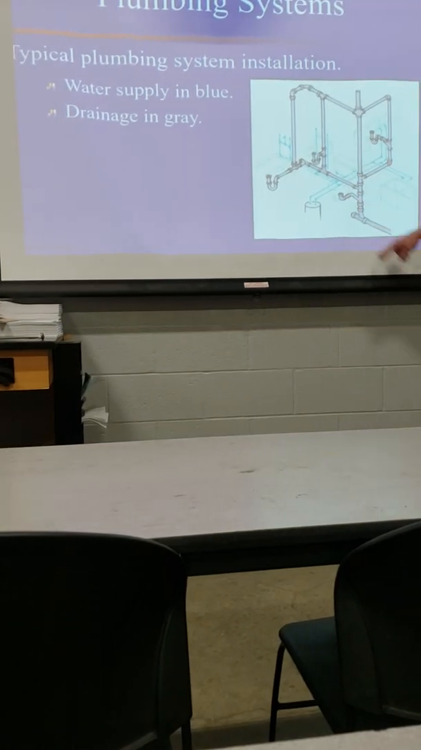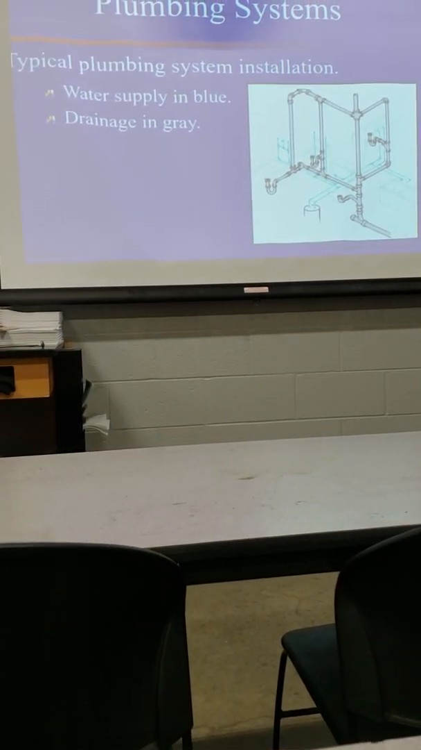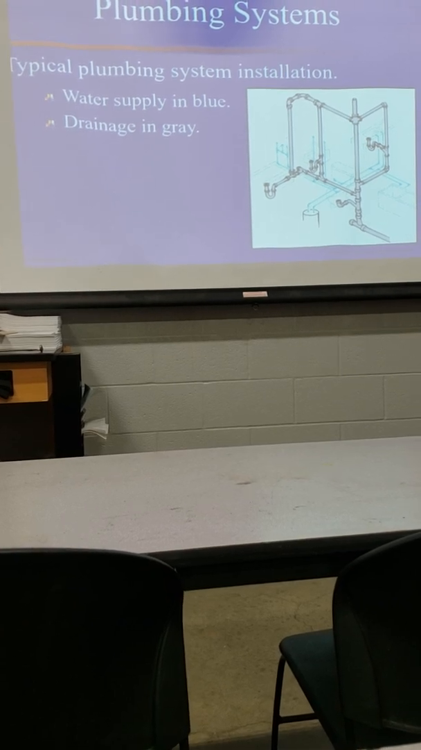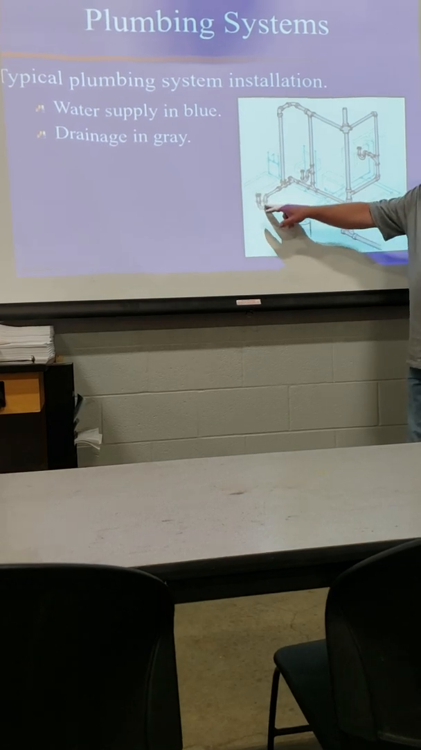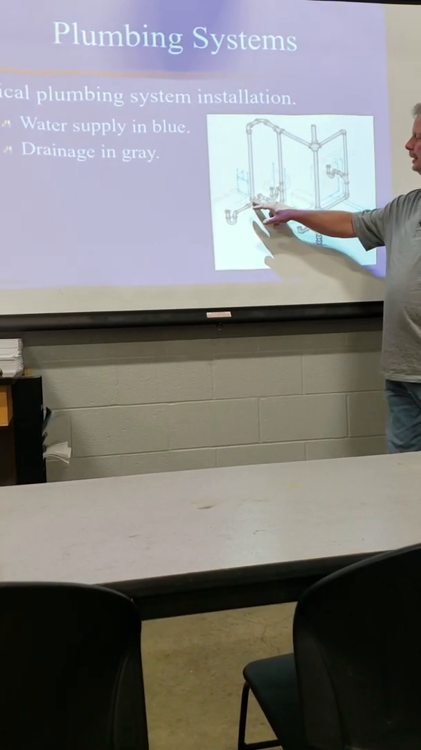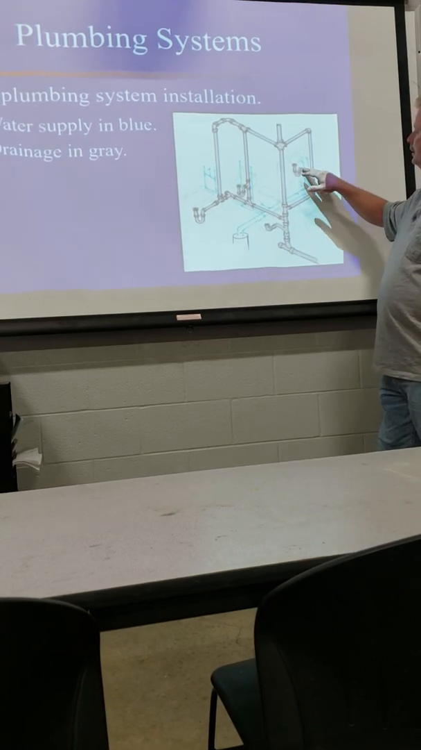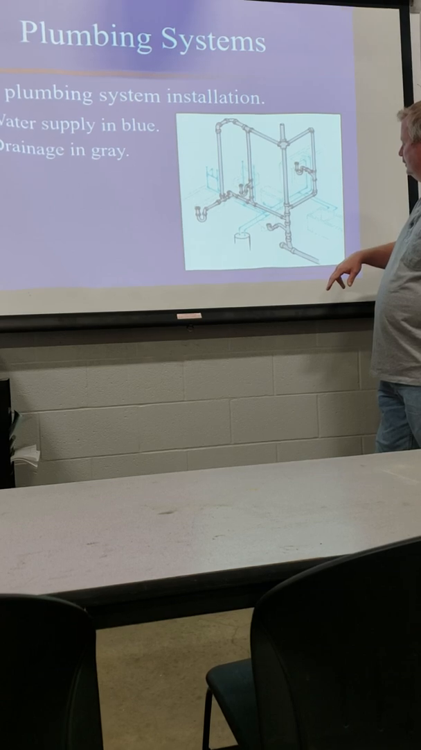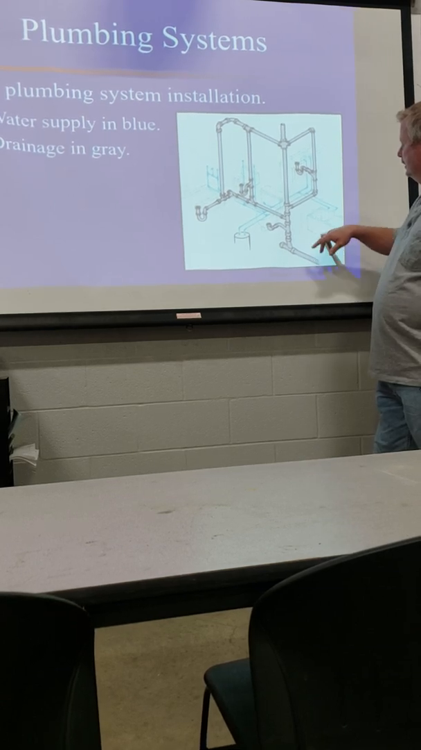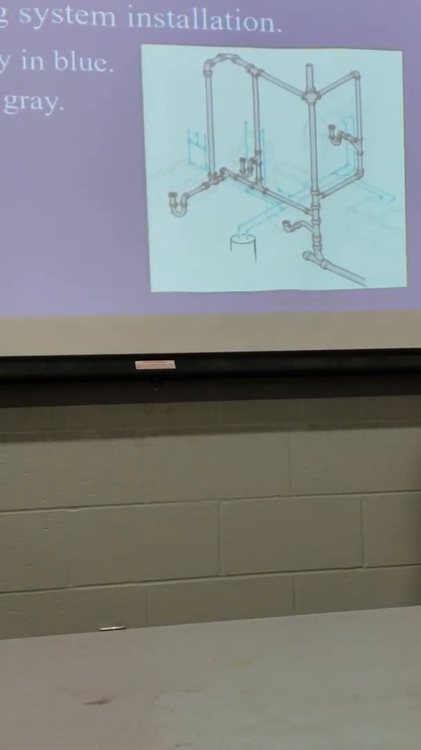All your gray is drainage, or what was the three letters they used? DWV, drain, waste, and vent. Alright, so this would be for a tub, that would be a drain pipe, lavatory drain pipe, kitchen sink drain pipe. I guess they don't have a drain on the laundry tub. And then we got a waste pipe on our water closet.